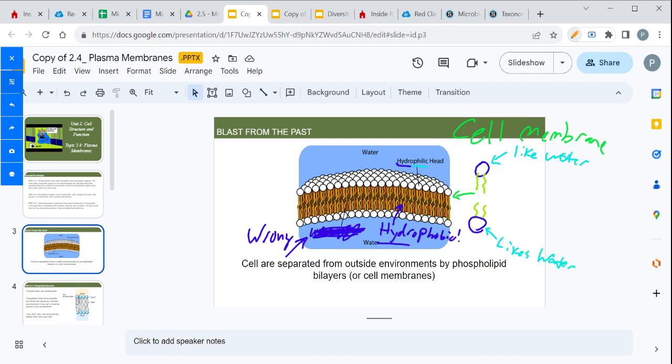right? Because if this is our cell, we have water here on the outside of the cell, and we have water located on the inside of the cell. So we're good with that.